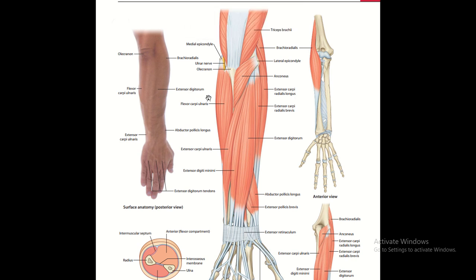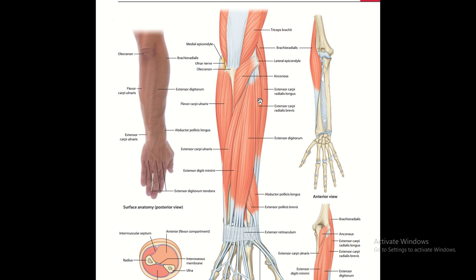It flexes the forearm at the elbow joint and rotates the forearm to the mid prone position. So, mid prone position as well as flexion of the forearm at the elbow joint. That's the function of the brachioradialis muscle. And then another muscle is going to be your extensor carpi radialis muscle right here.